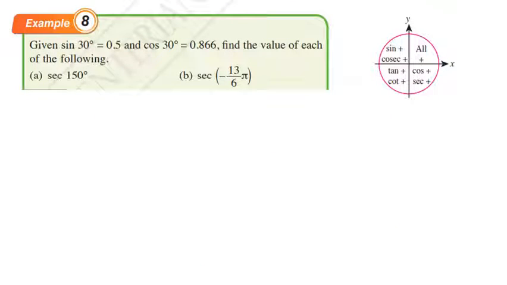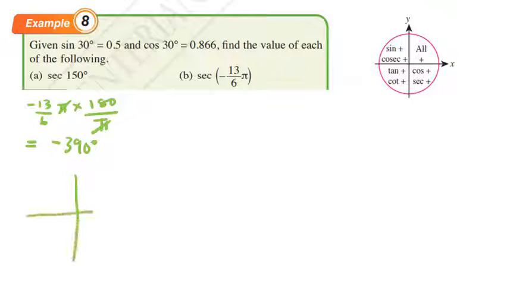Second, negative 13 over 6 pi. So you need to change it into degree first. Negative 13 over 6 pi times dengan 180 over pi. So cancel pi, then you will get negative 390 degree. So first step, kita kena locate dulu dekat mana negative 390. So negative angle, right? So kita clockwise kan dia. So we go up. Yes, we stop at the first quadrant. So this one is a theta negative 390 degree.